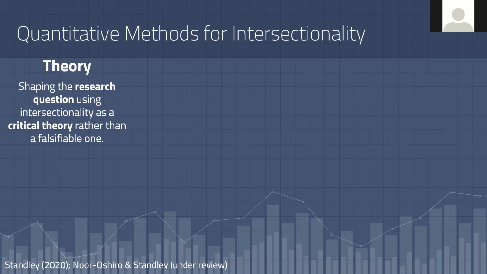So some questions at this stage might include, how is the population of interest framed such that it reflects the intersections between identities and lived experience at both the group and subgroup levels?